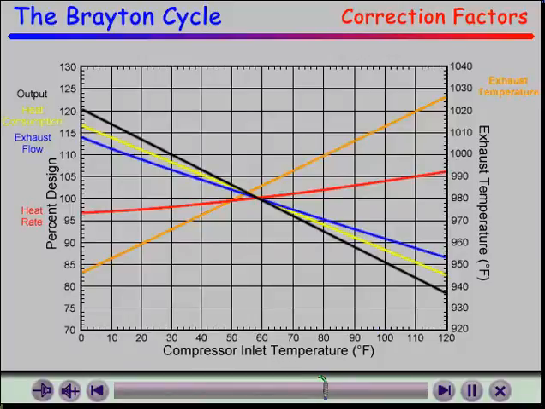On this chart we see the effect of compressor inlet temperature on output, heat rate, and the other variables shown. The design standard temperature for this turbine was given as 59 degrees Fahrenheit. You can see that as temperature drops lower than 59 degrees, design output can increase greater than 100%, while heat rate decreases. As the temperature rises above 59 degrees, the design output decreases lower than 100% and the heat rate increases.